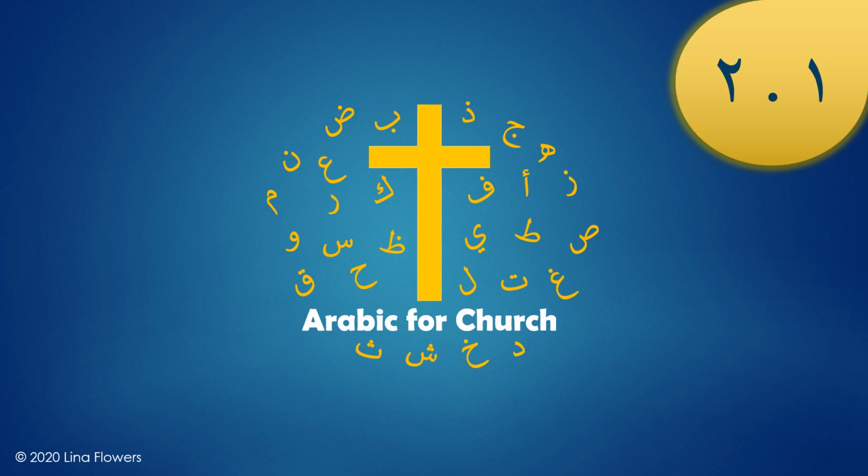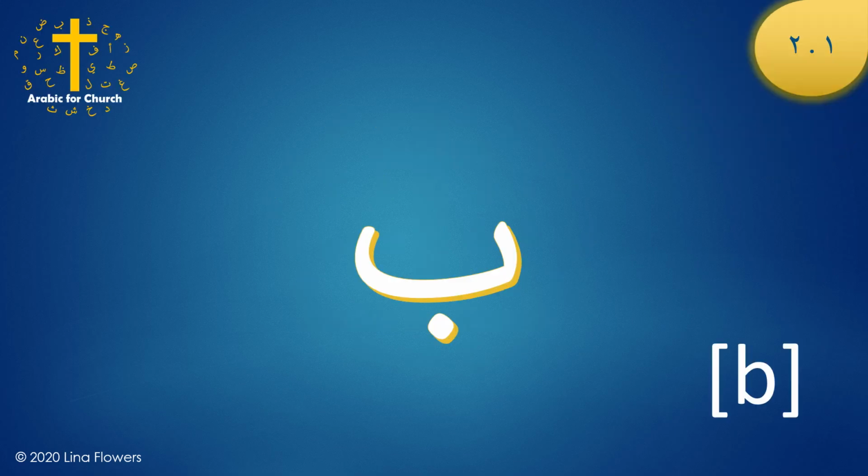In this video, we're going to look at 3 letters. They all share the same shape, and the only difference in their appearance is the number and placement of their dots. They also have sounds that you have counterparts for in English, so it should be an easy lesson. And we're going to start with the letter Ba.